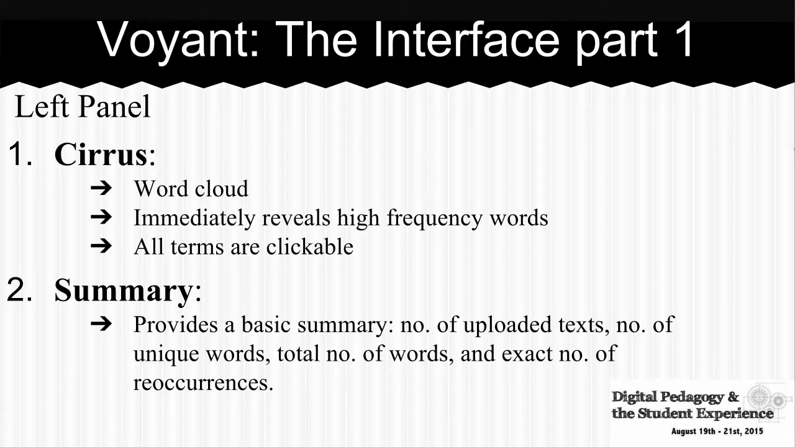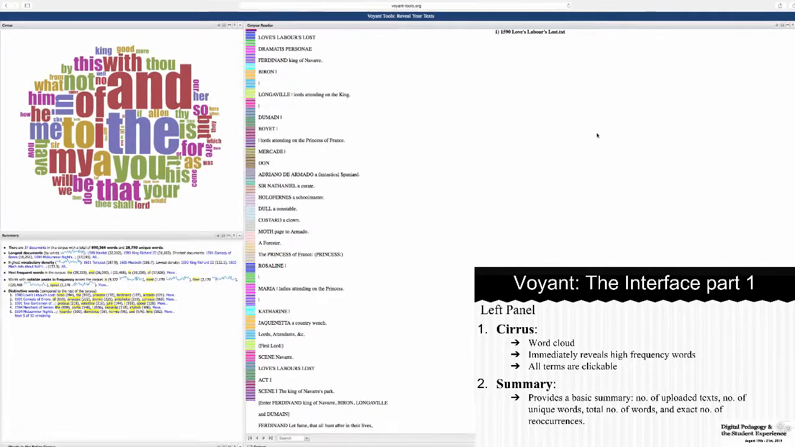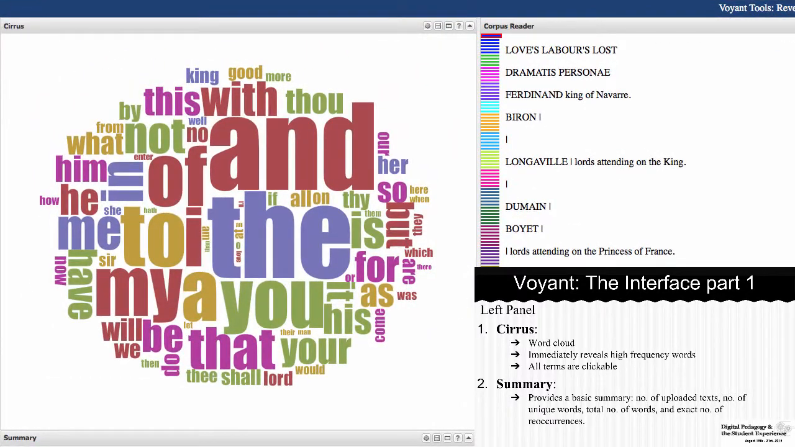panels. So what Voyant does when you hit the Reveal button is it indexes our texts or text for analysis, and it presents us with this basic Voyant interface. So to break it down, I'm going to start by looking at the right panel where we have the cirrus and summary tools. The cirrus is a word cloud that immediately shows you the highest frequency terms.